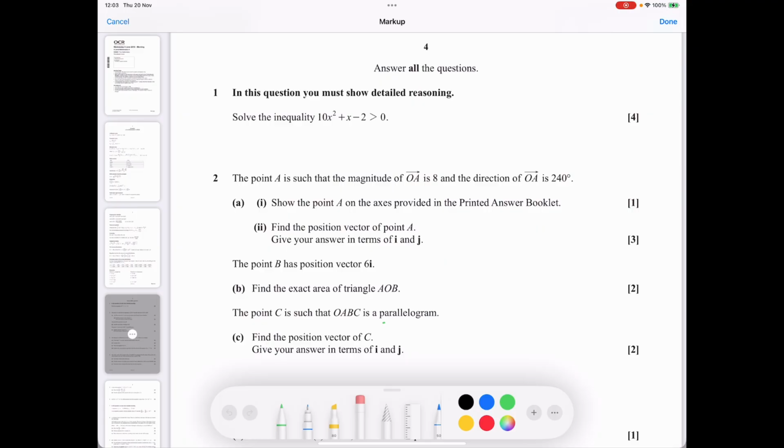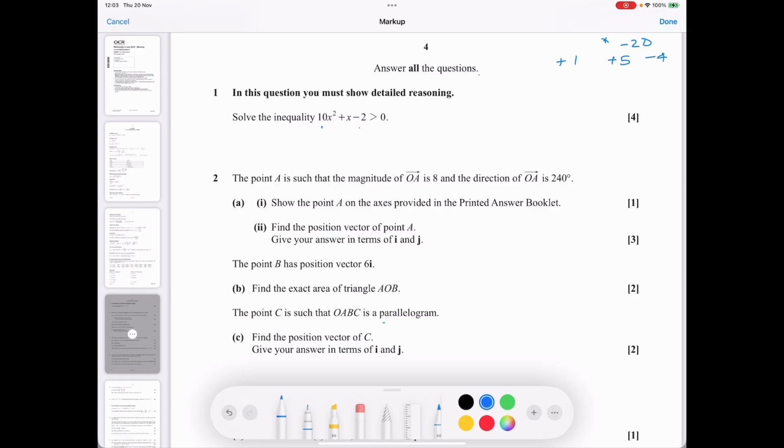Okay, in this question you must show detailed reasoning, so solve the inequality 10x squared plus x minus 2. So this is almost GCSE, this is an OCR A-level, but what you get is you start off by going 10 times minus 2, and that's minus 20, and so something has to multiply to minus 20 and add to 1, which is the x. So you can go through 1 and minus 20, that doesn't work, 2 and minus 10, or minus 2 and 10, but it's going to be 5 and 4 because they've got 1 difference, and 5 has to be bigger, so it's plus 5 and minus 4.